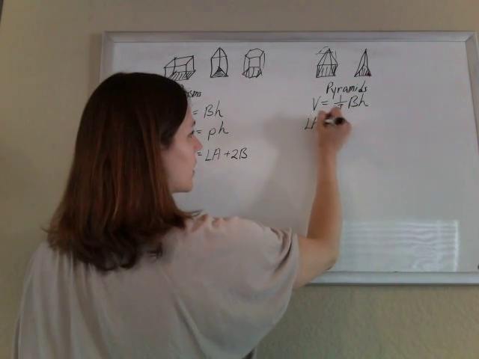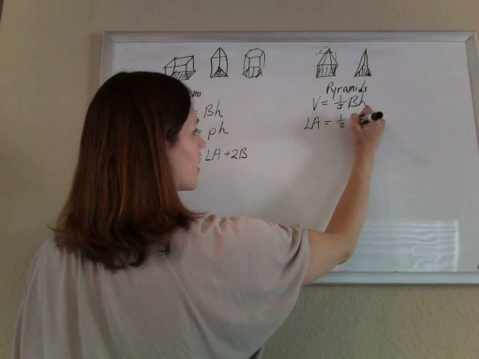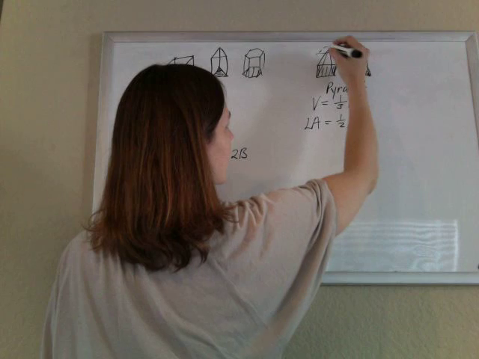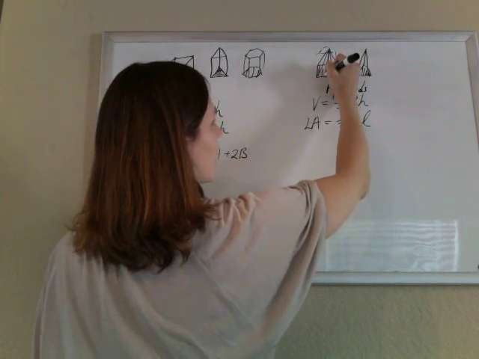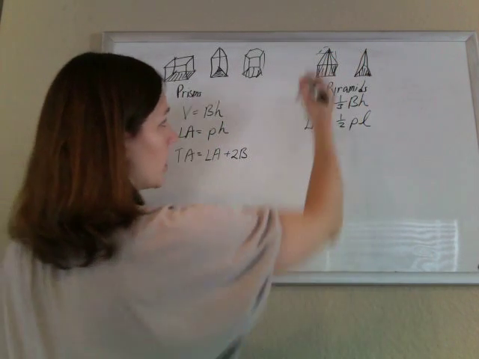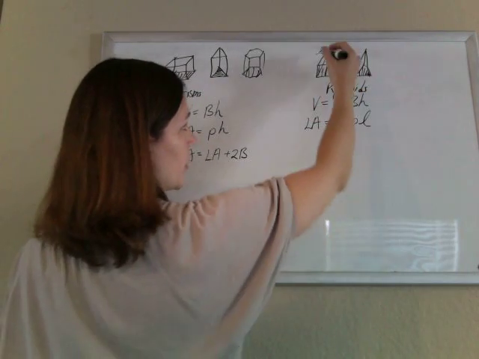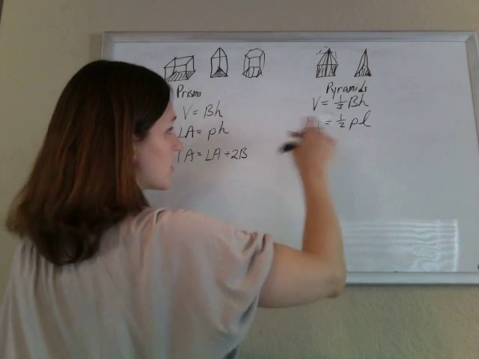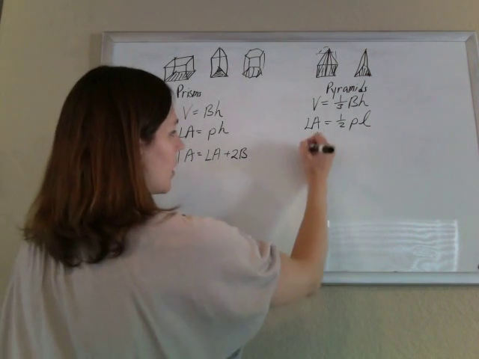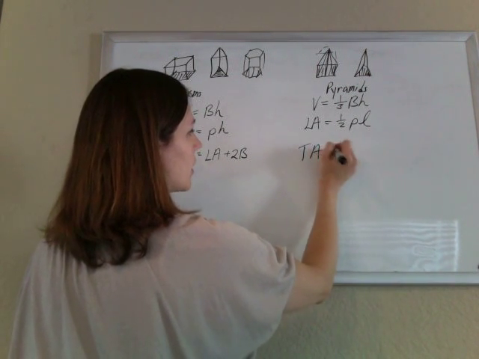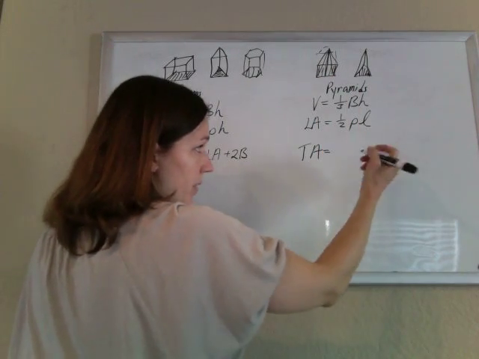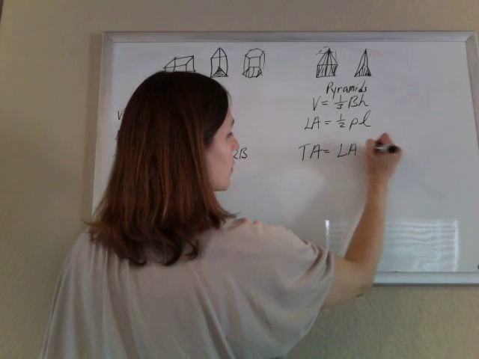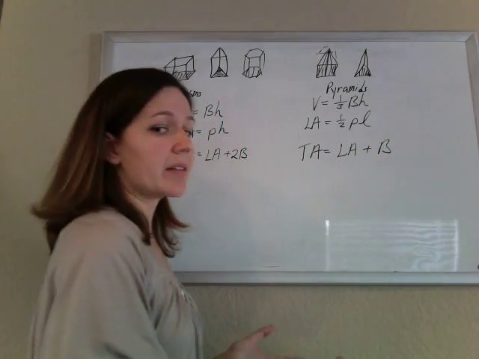For the lateral area, it's half the perimeter of the base times the slant height. So the slanty height that goes through the face of the pyramid. So not the height straight up and down, but slanted at the base. And for the total area, these guys only have one base, so it's not a new formula. It's just the lateral area plus the area of one base.